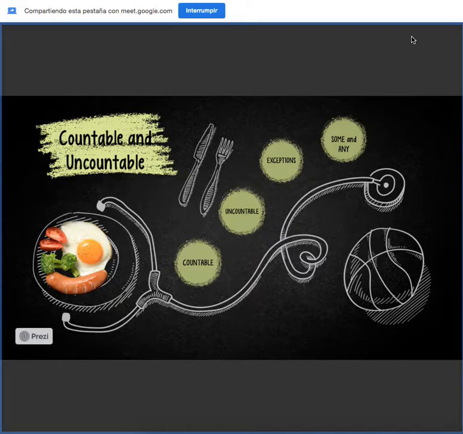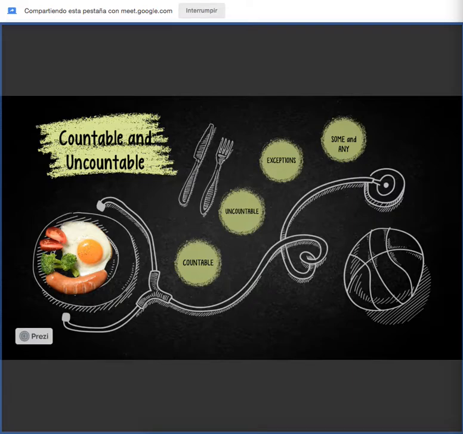For example, two monies. How do you say monedas? Coins. You have three coins, and this is countable. And uncountable is, for example, rice. You have a package of rice, but you don't have the count of the rice grains. Okay, things that you can count and things that you cannot count.